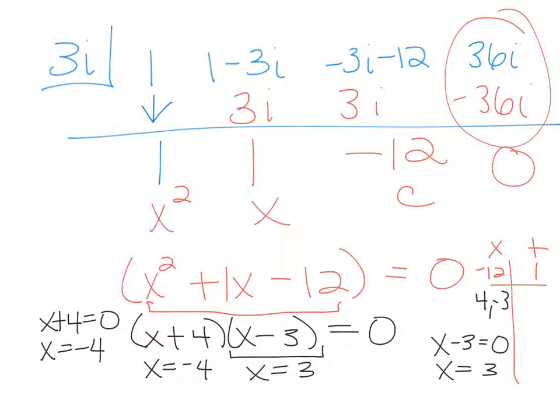So we have 4 zeros to this polynomial: negative 4, positive 3, 3i, and negative 3i. This means that my answer to the question is D.